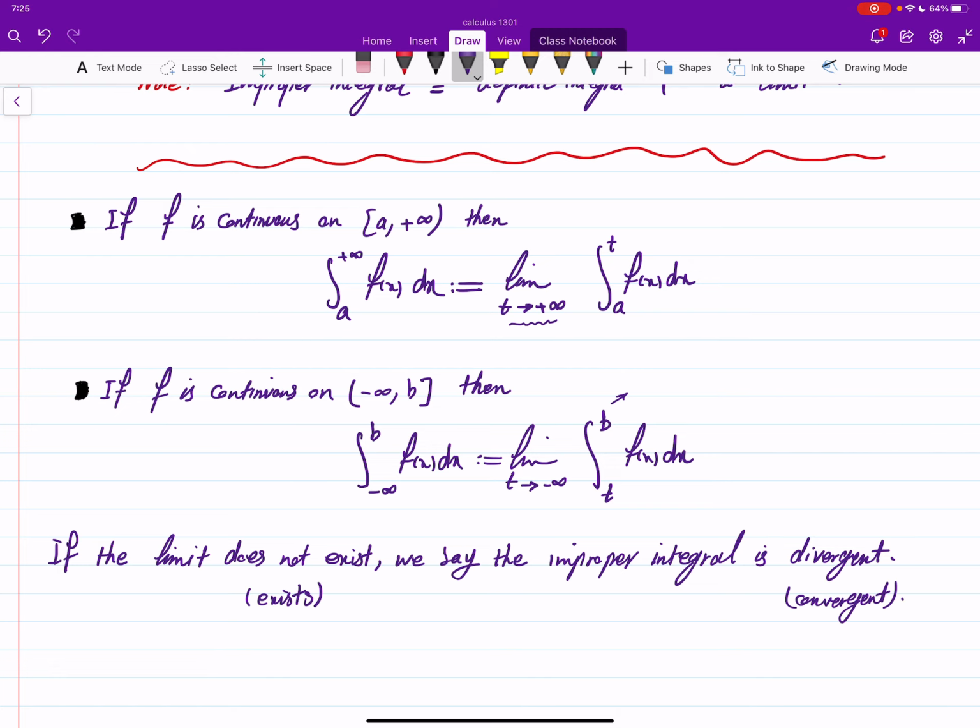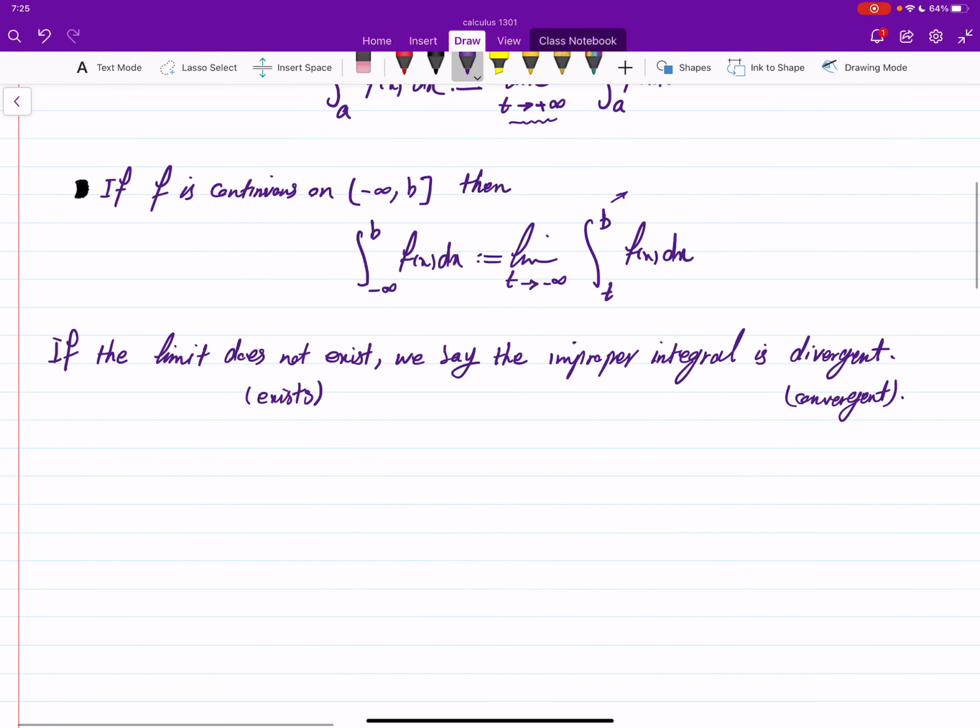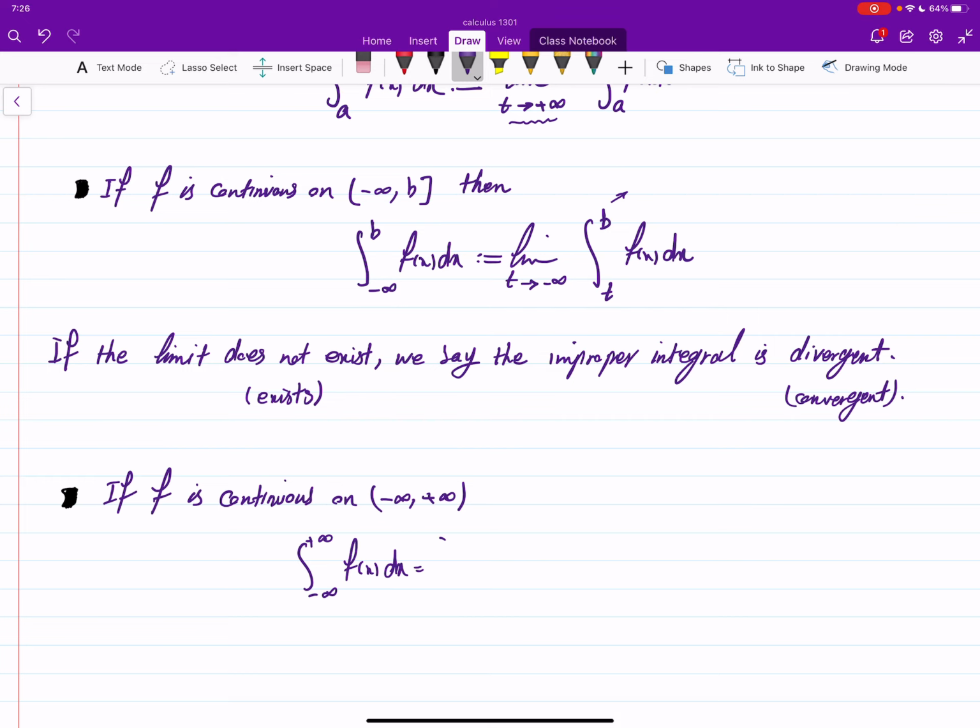Okay. How about if one of the limits is plus infinity and the other one is negative infinity? So if f is continuous, this time on the whole real line, negative infinity to plus infinity, then we define the integral from negative infinity to plus infinity of f of x dx to be the sum of these two improper integrals.